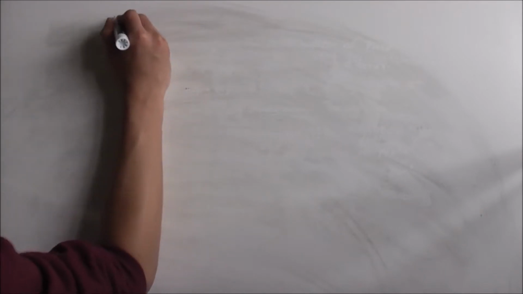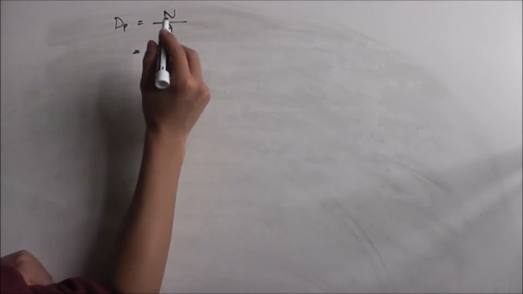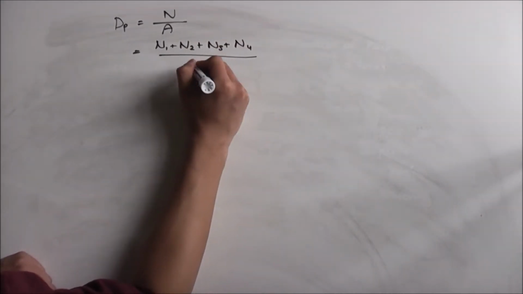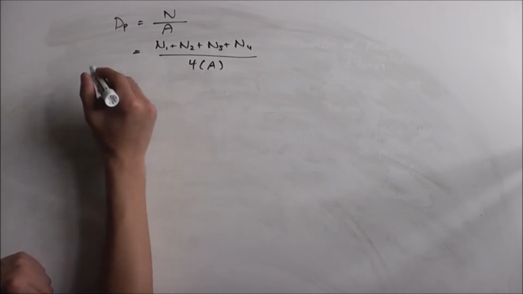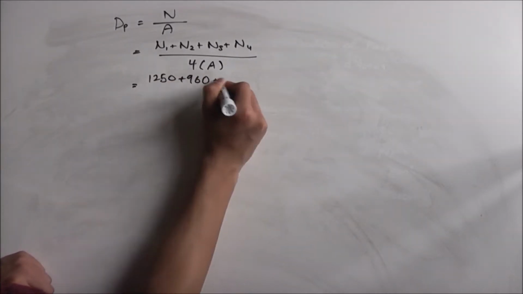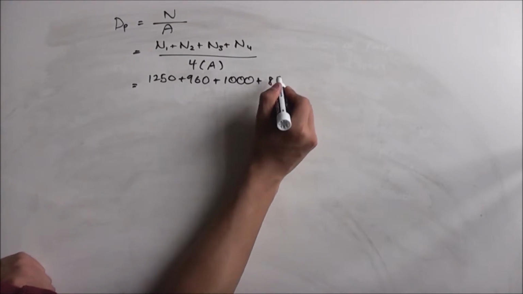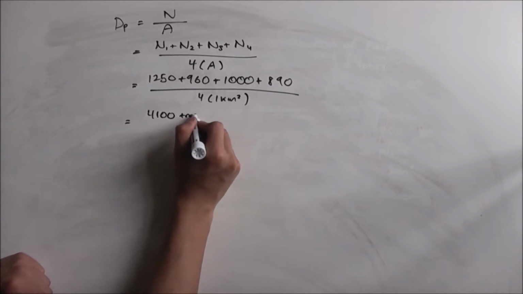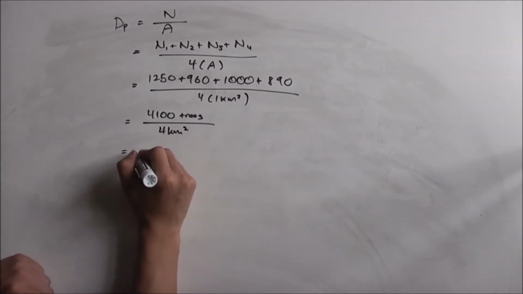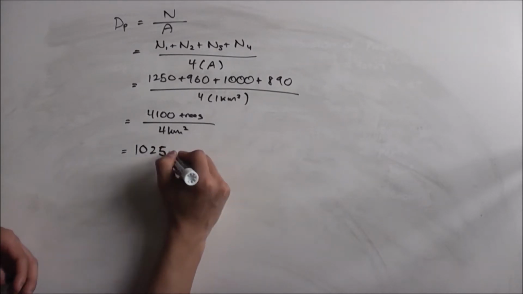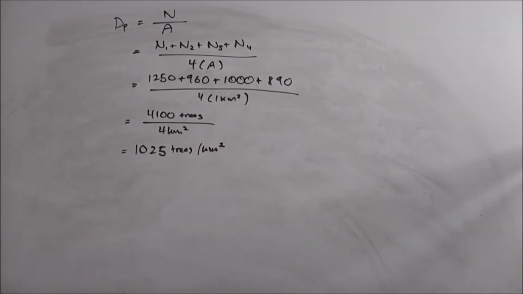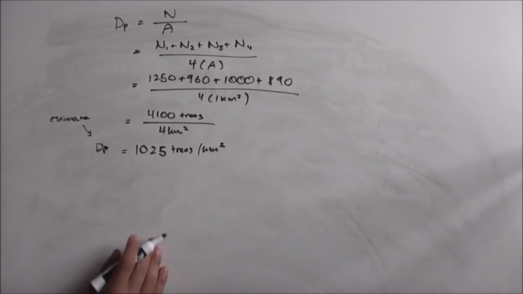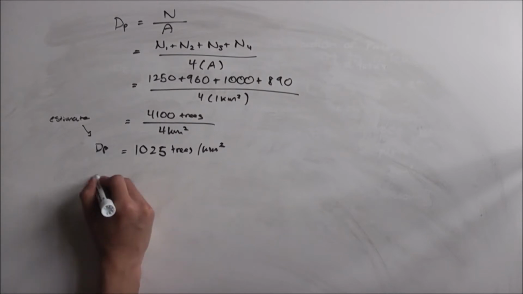So how do we go about solving this question now that it is slightly different? Well, we can start off in the same way with our equation DP is equal to n over a. But now n, instead of being the total population size, is now just the sum of all the populations that we found in each of our 4 quadrants. And now a is also changed to just the number of quadrants times the size of each quadrant, which is in our case 4 times 1 square kilometer, because all our quadrants are of the same size. And through this we can find our estimated population density of 1,025 trees per square kilometer. Now remember, this is just an estimate as we did not sample the entire population.